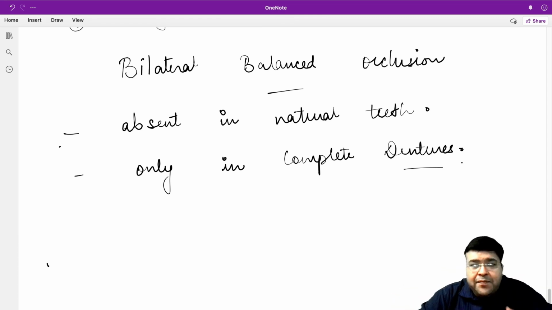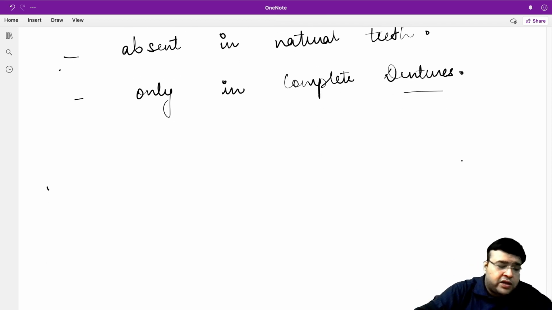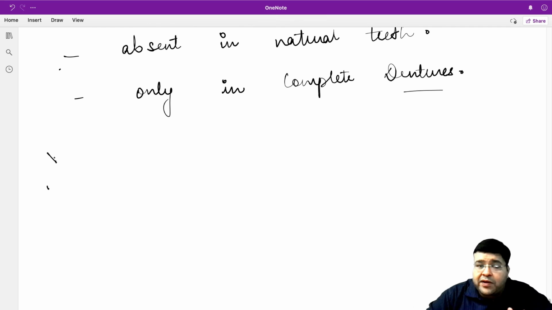So what am I aiming at when I'm talking about a bilateral balanced occlusion? I want all contacts everywhere, all movements, all the time. Always all my teeth should come in contact. That is what bilateral balanced occlusion is. I don't want you to remember the definition, but I want you to know what bilateral balanced occlusion means.